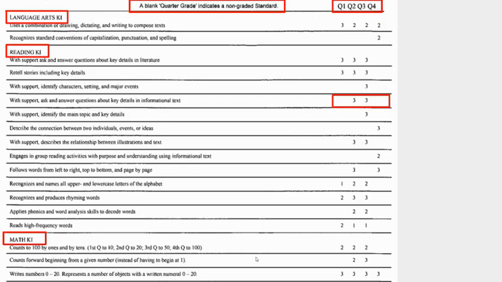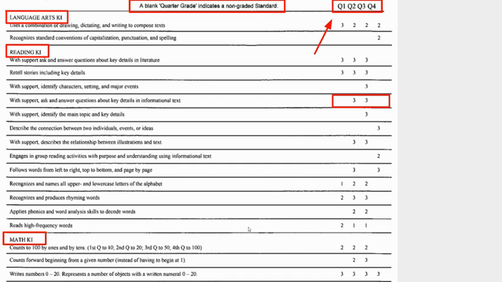As you look down the report card, you'll see your standards-based grades. There are a couple things I would like to point out. At the top of the page, there is a statement that says a blank for the quarter grade indicates a non-graded standard. And so we'll circle back to that in just a moment. You'll also see Q1, Q2, Q3, and Q4. Q1 represents quarter 1, Q2 quarter 2, Q3 is quarter 3, and Q4 is quarter 4.